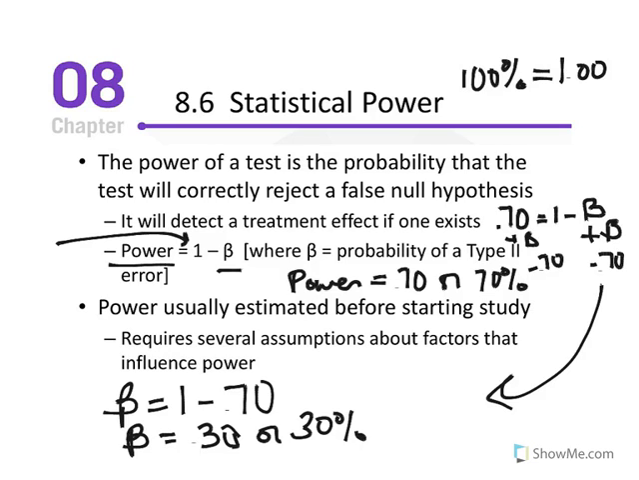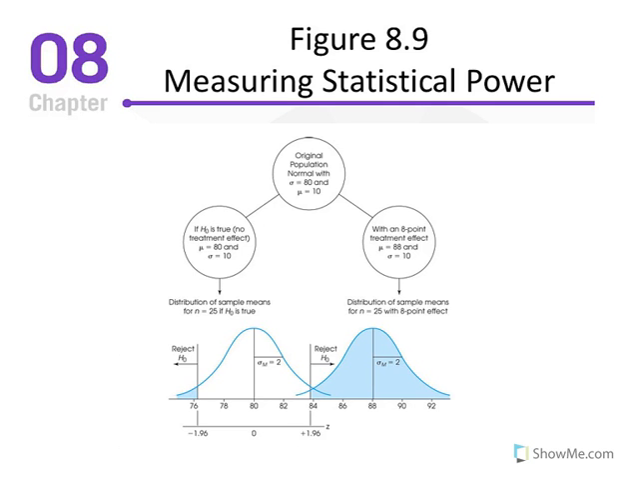And the power usually estimated before starting a study requires several assumptions about factors that influence power, such as sample size and the alpha level, which I'll discuss after I walk you through one example of how to calculate power. So figure 8.9 illustrates what we are trying to do when we're calculating power.